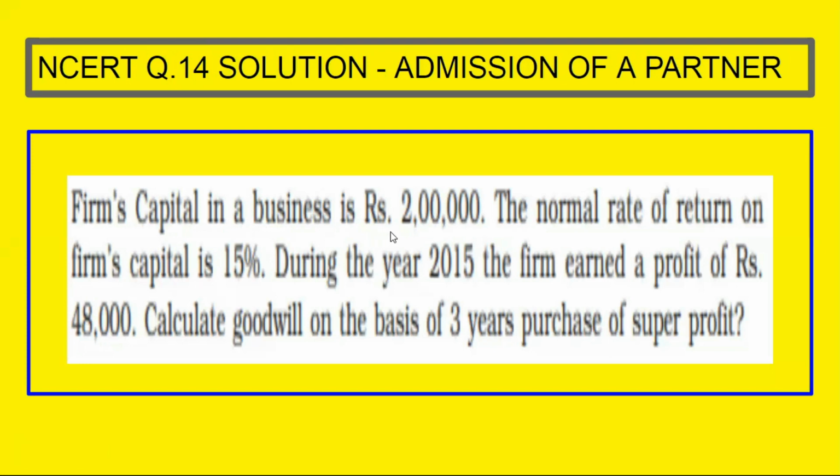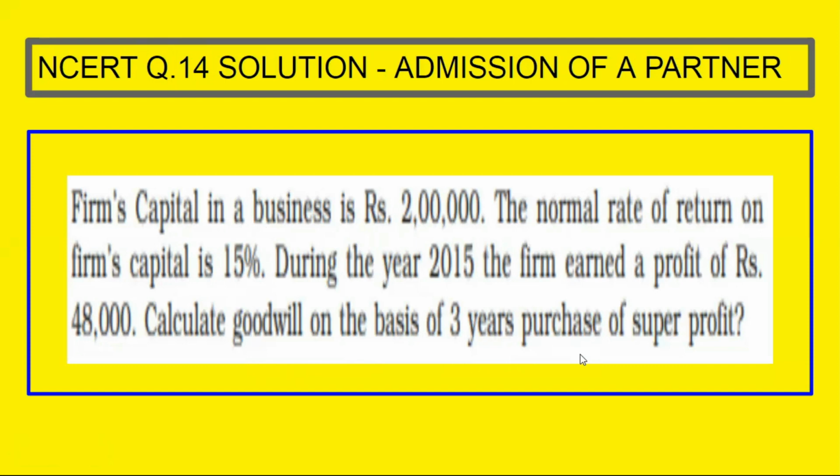The firm's capital in a business is 2 lakh. The normal rate of return on the firm's capital is 15%. During the year 2015, the firm made a profit of 48,000. Calculate goodwill on the basis of 3-year purchase of super profit.